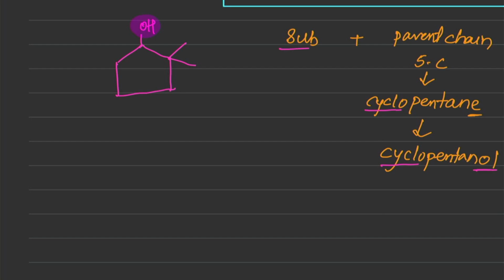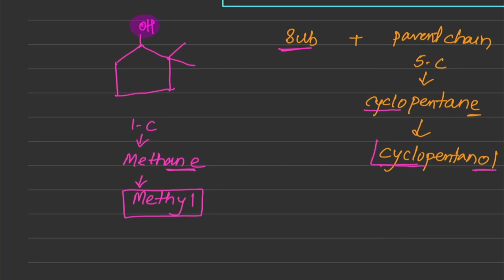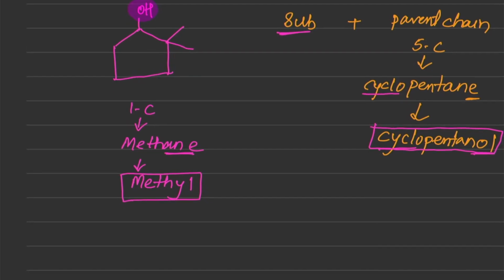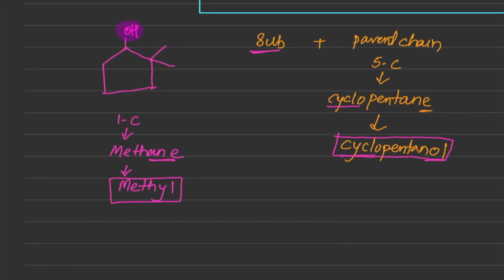Now let's look at the substituents. What are the substituents we have here? Right now we got 2 substituents, and both of them have exactly 1 carbon atom. This is 1 carbon atom, and this is 1 carbon atom. When you have 1 carbon atom, that's methane, but then ANE is replaced by methyl. That's how we name our substituent. So we kind of finalized everything, and now we have to focus on combining both of them into one name.